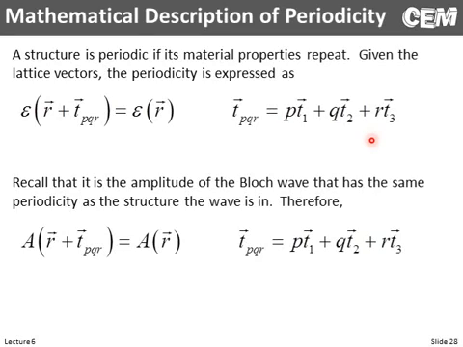Now, if it was that amplitude term that actually had the same period and symmetry as the structure it's in, then our A term has to follow this same rule. And in fact, it does. It must. So it's not that plane wave looking phase term. It's the amplitude term that has the same symmetry and periodicity as the structure that it's in.